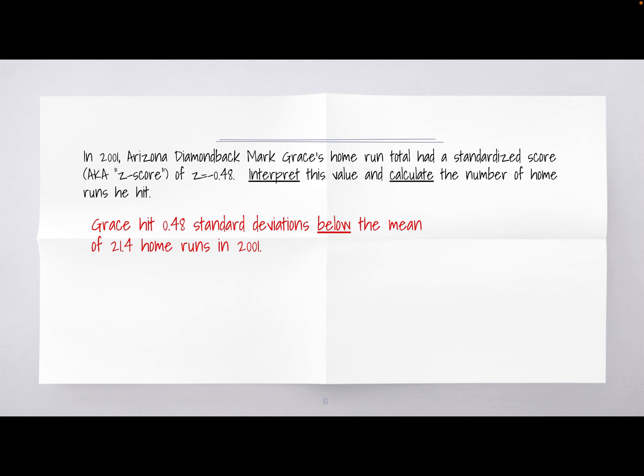We're going to use our formula. We know the Z. Z is negative 0.48. And then the numerator is going to be x. I don't know what x is. I don't know what he got for home runs. But I know the mean for that year, and I know the standard deviation.